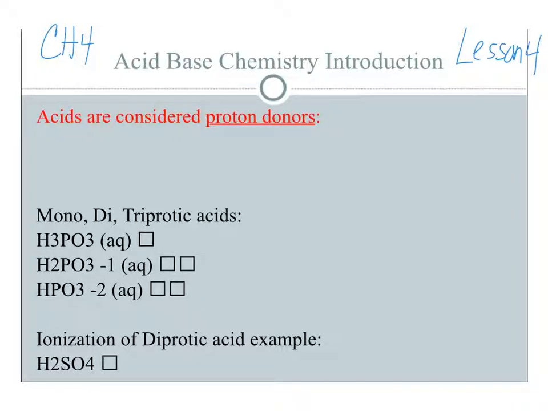Okay, so this is chapter 4, lesson 4, and this is a long lesson, but there's a couple of things that we need to go over. This is going to be the last lesson in the unit. So acids are considered proton donors. And why do we consider them proton donors? Because they are able to ionize and form H+.